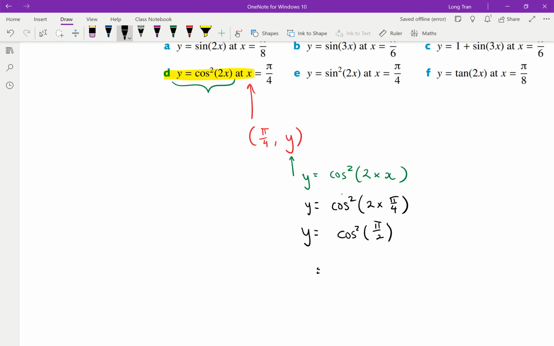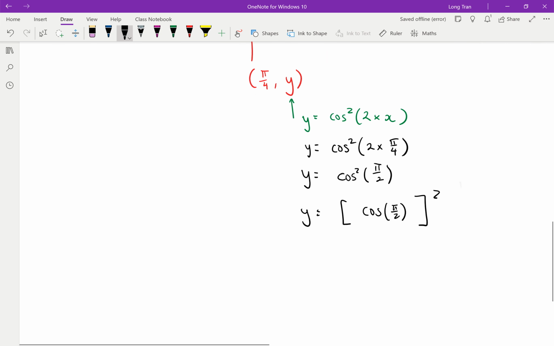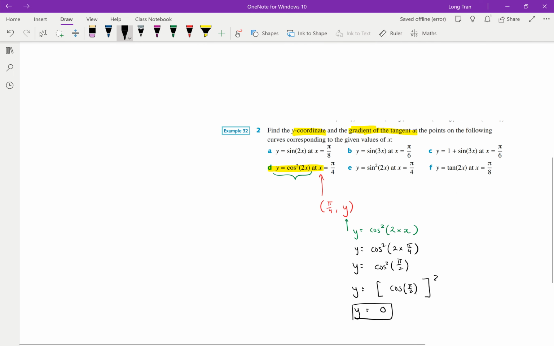To understand, cos squared really just means the cos of pi on 2 and then square that. That's all it means. So cos of pi on 2, we know that in the unit circle, the x value is 0 at 90 degrees. So I know this becomes 0 overall. So that tells me I've got my y coordinate. I've answered the first part.